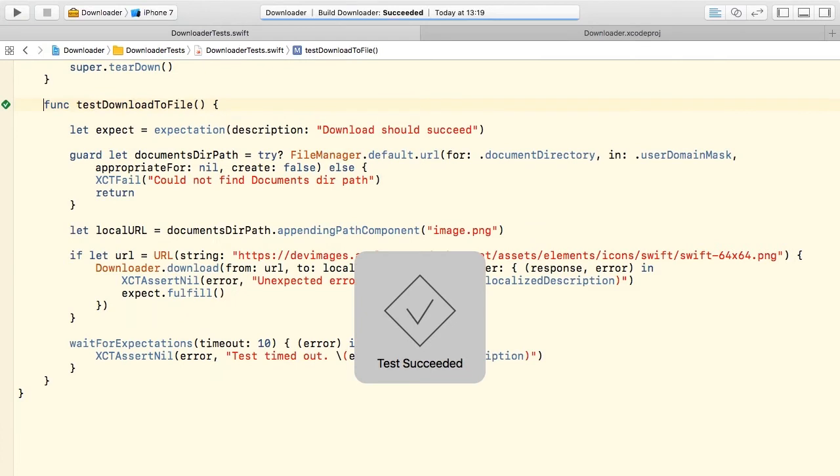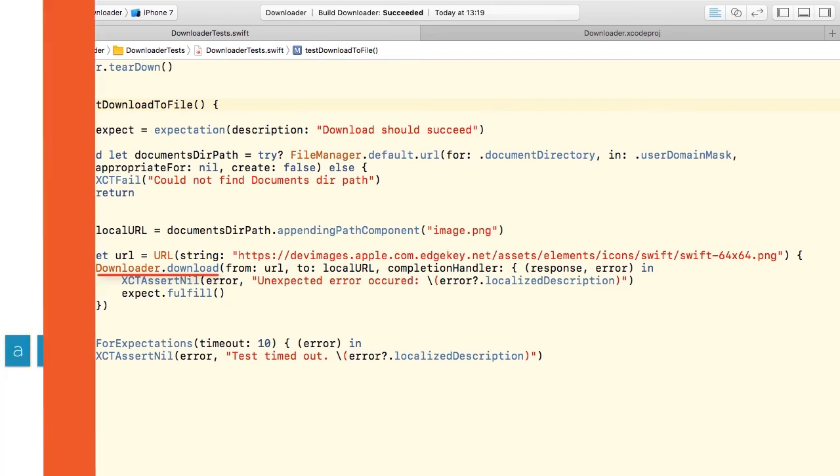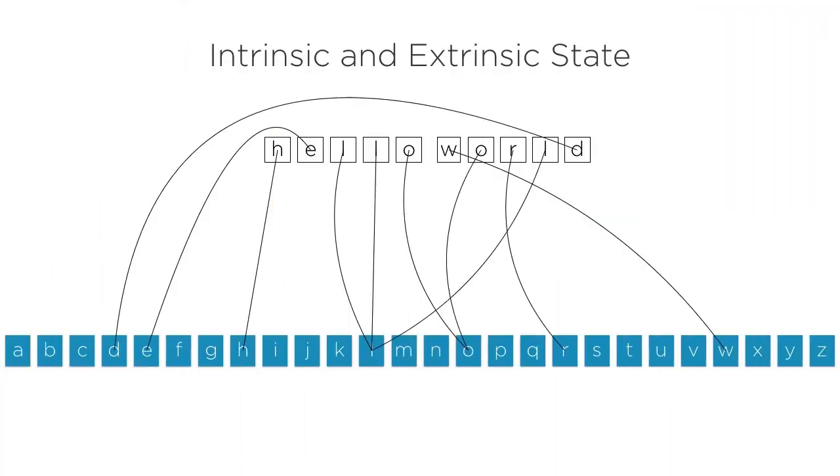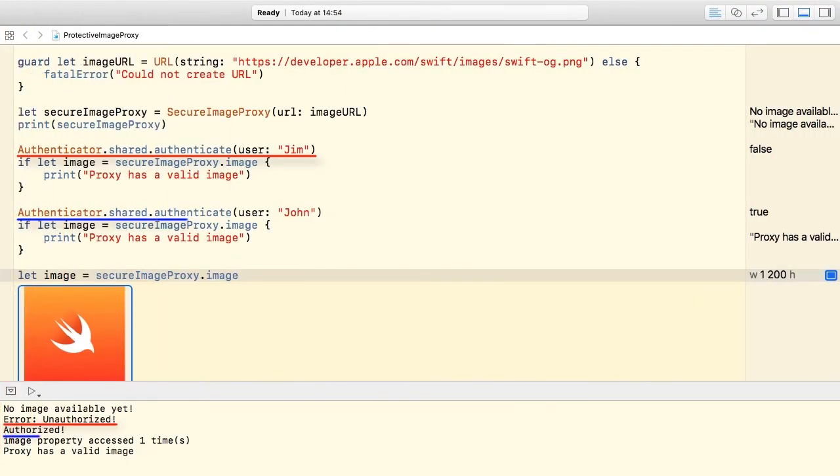The facade design pattern comes next, and we are going to demonstrate its benefits by implementing an easy-to-use downloader framework. Next, we'll talk about the flyweight pattern. We are going to create a logging framework which relies on the unified logging system introduced in iOS 10. We finish the course with the proxy design pattern.